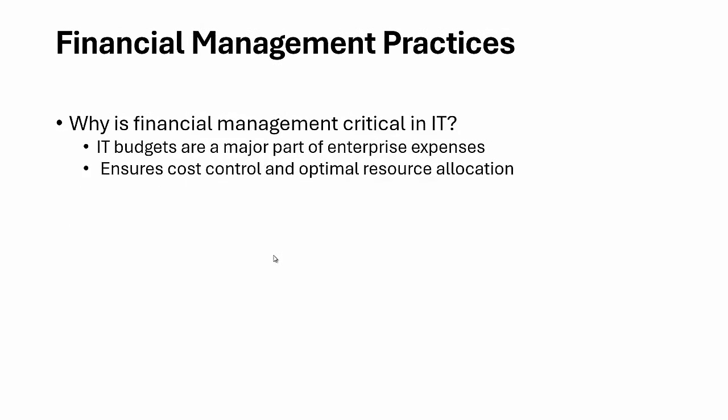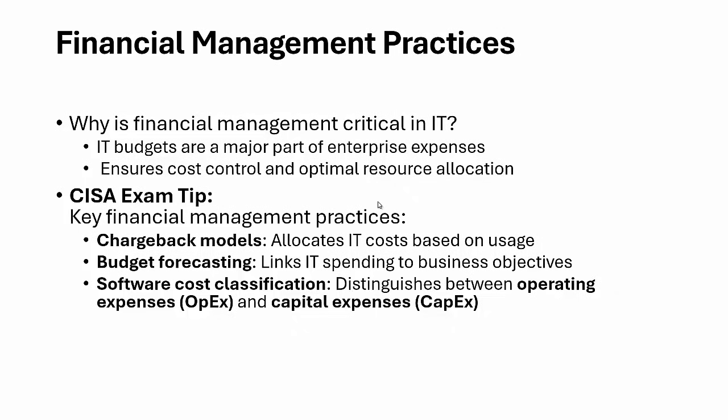So in governance, another very important process is called the financial management process. Because whatever IT we are implementing, it should be within a limited budget, and ensure cost control and optimal resource allocation. So as a CISA exam practice, we need to have different kinds of financial management practice. Like one is called the chargeback model, where we allocate the IT cost based on usage. Cloud, today we are using the same thing. Whatever you use, you will pay for that.